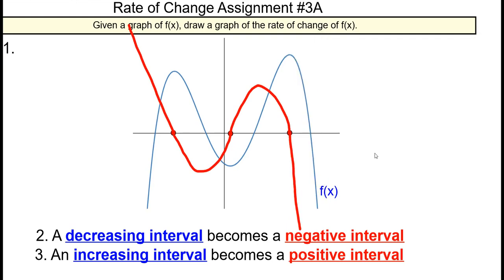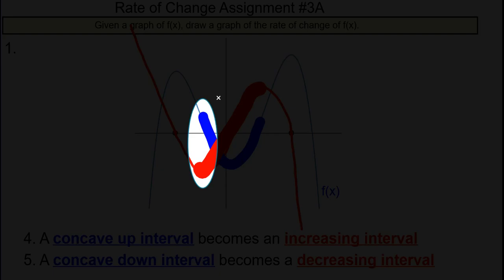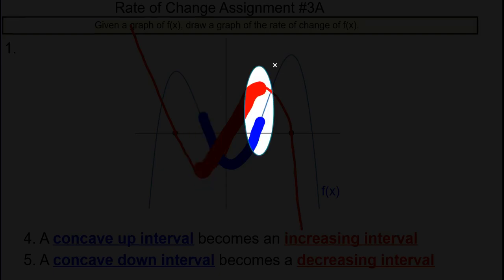So we were able to draw the rate of change function with just 3 rules, but let's make sure the other rules check out. Let's look at rules 4 and 5. Rule 4 says a concave up interval on f of x corresponds to an increasing interval on the rate of change function. Let's note that each interval begins with the same x-coordinate and they end with the same x-coordinate.